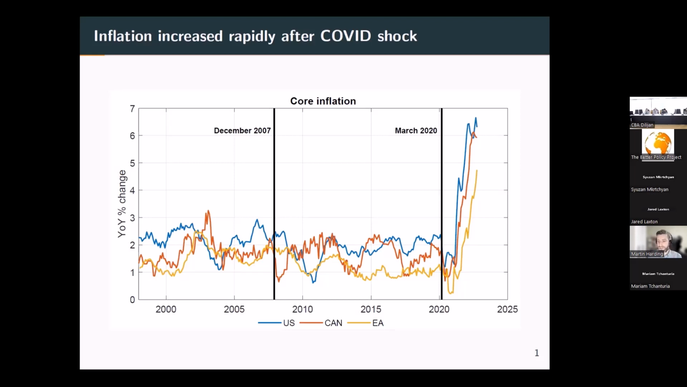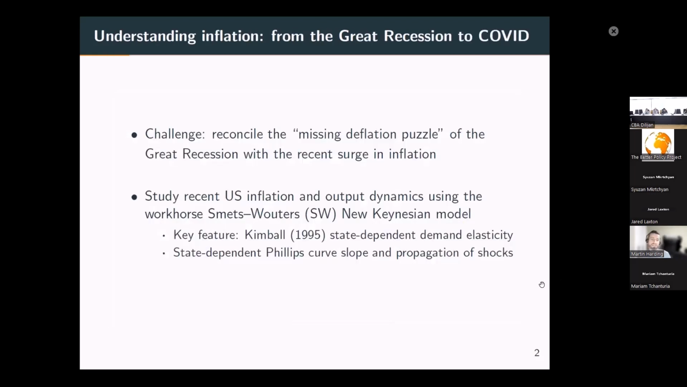So what we try to do in this paper is basically reconcile these two pieces of conflicting evidence, where we try to explain in a joint framework the missing deflation puzzle that we saw during the Great Recession and the recent surge in inflation after the pandemic hit. And this is somewhat conflicting in the sense that if you think the Phillips curve had really flattened over the last couple of decades, this seems to be, at least, inconsistent with the large increase in inflation that we saw during the boom after the pandemic.